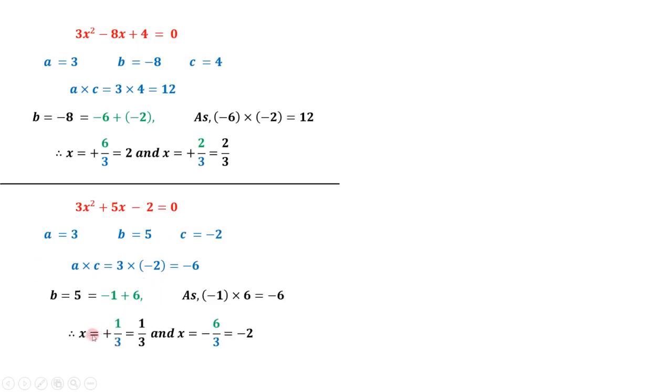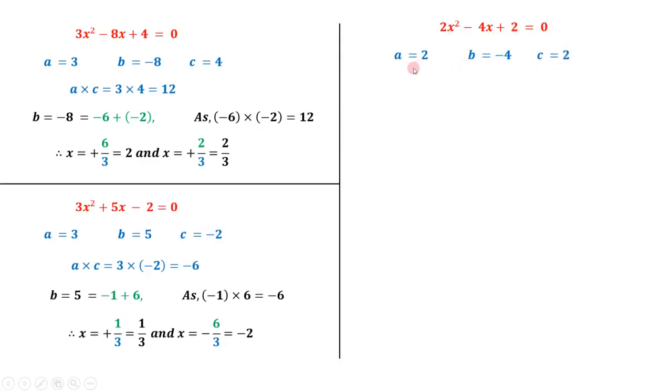Now moving to the last step, x is equal to, we'll put this 1 here, change the negative sign to positive, and divide by the coefficient of x squared, which is 3. Thus we'll have the first value of x as 1 over 3. Similarly, we'll take this 6, change its sign from positive to negative, and divide by the coefficient of x squared, which is 3, and we'll have the second value of x as negative 2. Now moving to the next example, which is 2 times x squared minus 4 times x plus 2 is equal to 0. Here again we have a is equal to 2, b is equal to negative 4, and c is equal to 2.